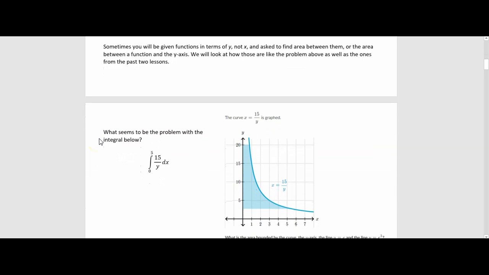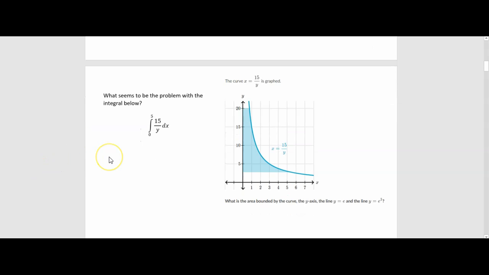All right, so sometimes you're going to be given functions in terms of y, or curves in terms of y. They won't always be functions. And you're going to be asked to find the area between them, or maybe the area between a function or a curve and the y-axis. We're going to see how these problems are similar to the ones we've been doing and also how they differ.